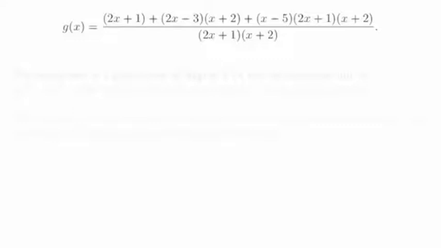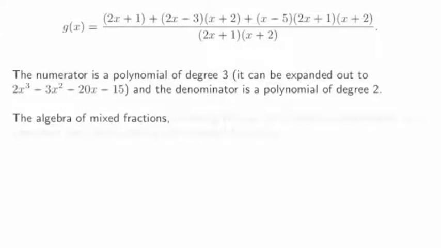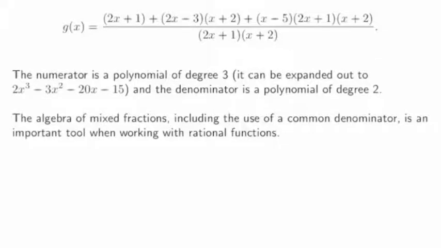The numerator in this rational function is a polynomial of degree 3. It could be expanded out, if we wanted to: 2x cubed minus 3x squared minus 20x minus 15. And the denominator is a polynomial of degree 2. The algebra of mixed fractions, including the use of a common denominator, is an important tool when working with rational functions.